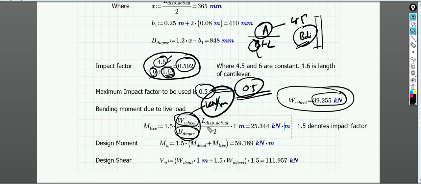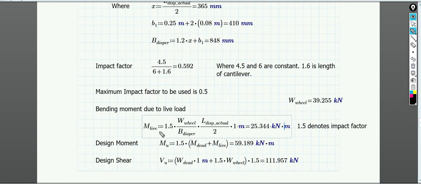Then that will be multiplied with the effective length or the lever arm. The lever arm will be the actual dispersed length, L dispersed actual divided by 2, and this 1.5 is because of the impact factor. And 1 meter is just to keep our moment unit constant. After the final calculation, the value we get is 25.344, so that is the live load moment.